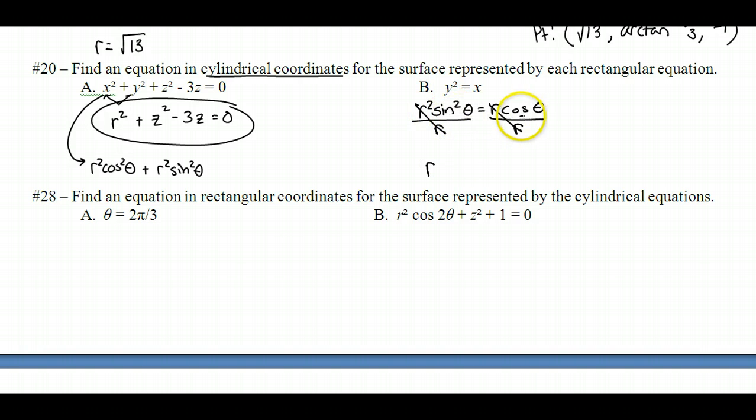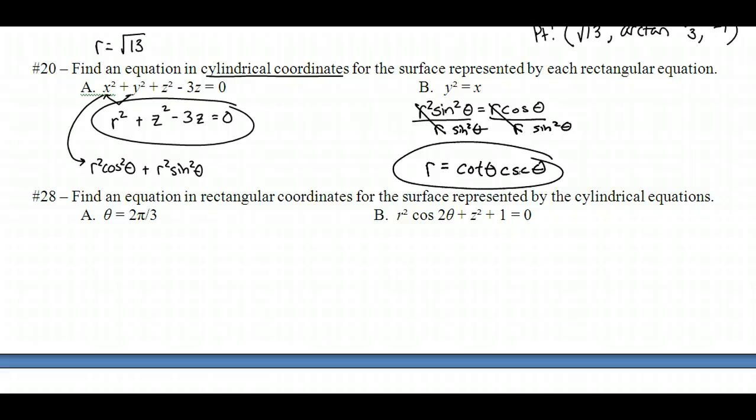Now I want to have the thetas together, so if I divide by sine squared on both sides, I have cosine over sine squared, and you could leave it like that. It probably isn't the end of the world. But cosine over sine we know is cotangent, and if you have sine in the denominator, that's the same thing as cosecant. The book may do a lot of simplifying, but that definitely works out to write it in cylindrical coordinates.